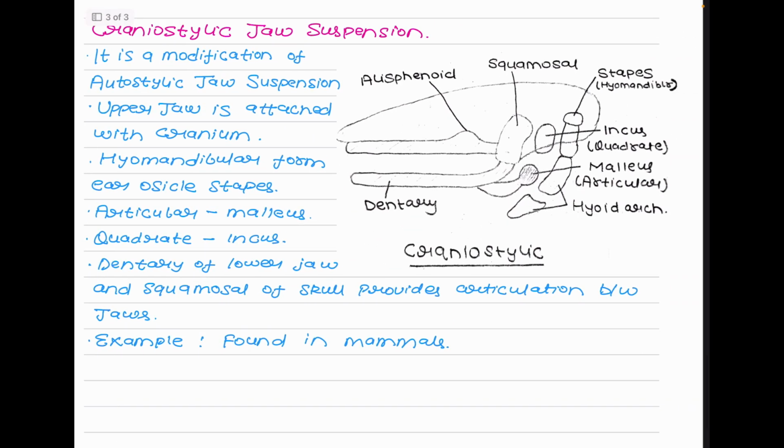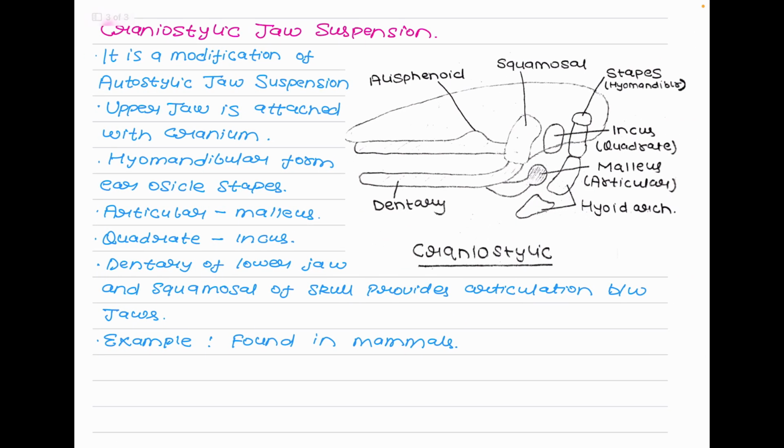Last one is Craniostylic Jaw Suspension. It is a modification of autostylic suspension. The upper jaw is firmly attached to the cranium. The hyomandibular becomes the stapes, which is a part of the middle ear. Quadrate becomes the incus and articular becomes the malleus. The dentary of the lower jaw articulates with the squamosal of the skull.